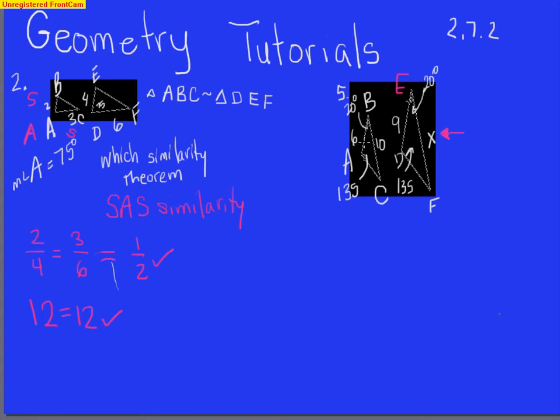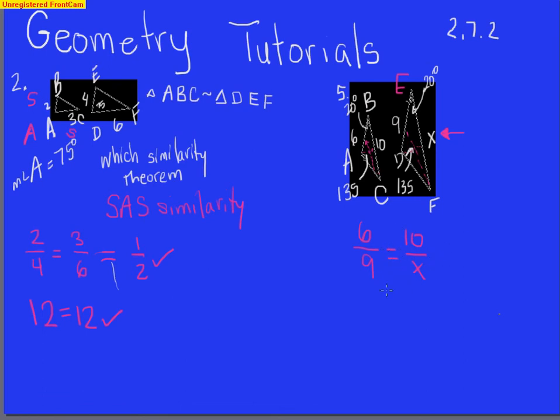So the opposite of C is 6. I'm drawing this little pink line so you can see that. So I'm at 6. Opposite of F is 9. So I got 6 over 9. Now I'm going to look at A. The opposite of A is 10. The opposite of D is X. See that? And so now I have my proportion.